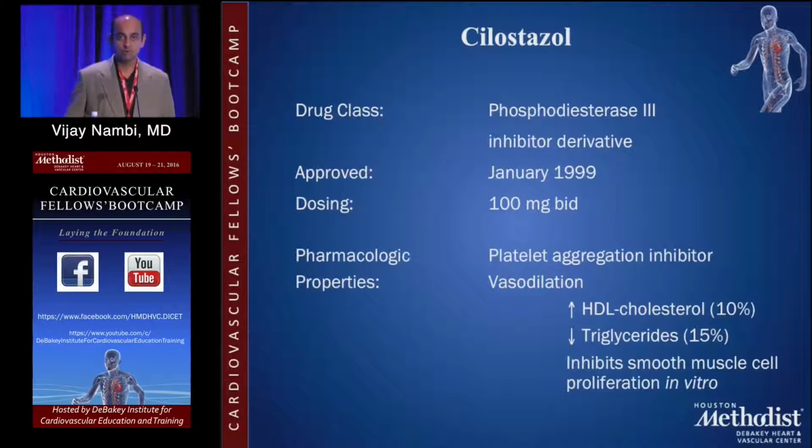Cilostazol is the more important drug, if you would, for using for claudication, and it's a phosphodiesterase inhibitor. It's been there since 99. The dose is 100 milligrams twice a day. It also has been shown to inhibit platelet aggregation and can increase your HDL and lower your triglycerides.